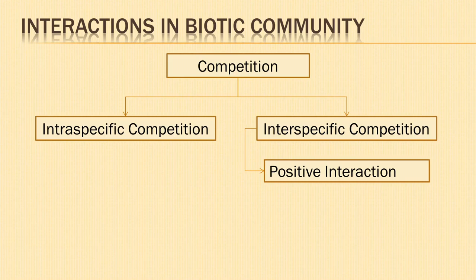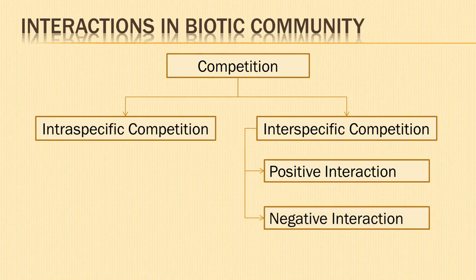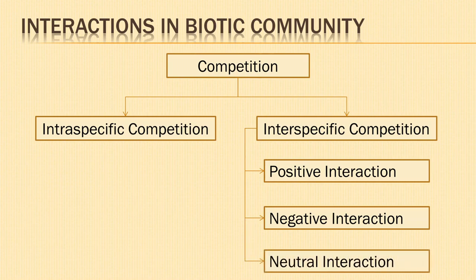First, positive interaction or beneficial interaction, in which one or both the interacting species are benefited but neither is harmed. Example, commensalism, mutualism. Negative interaction or antagonistic interaction, in which one species is harmed. Example, parasitism, amensalism. Neutral interaction, in which neither species is benefited nor harmed. Example, shrew, rat, rabbit all live together in a grassland without affecting one another. We shall deal with each one of them separately, citing various examples.